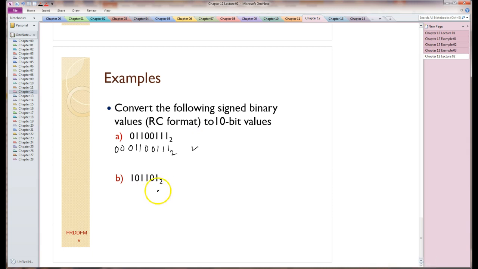So this one is 1, 0, 1, 1, 0, 1. That's 6 bits. I see that the sign bit is set. I need it to be 10 bits, so I add 4 of the sign bits to it, which means sign extension on this. And I truly haven't changed the value of that number. Be careful. If you're working with unsigned binary, you just add zeros. If you're working with a signed number, particularly RC format, you need to sign extend it, not zero extend it.